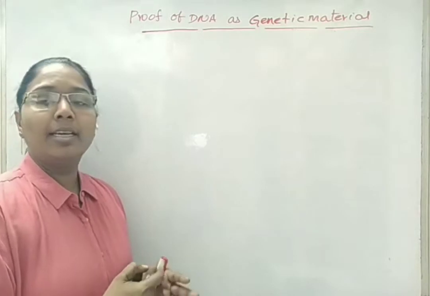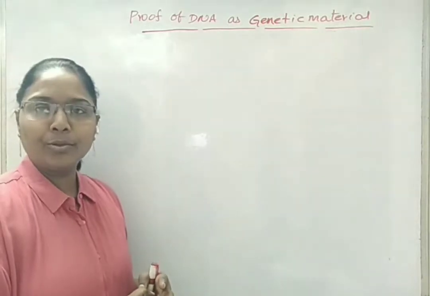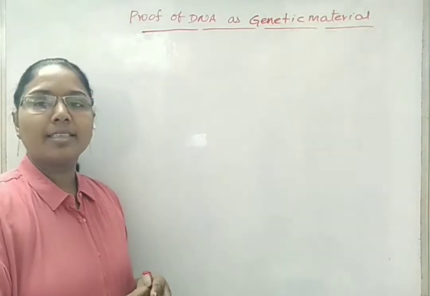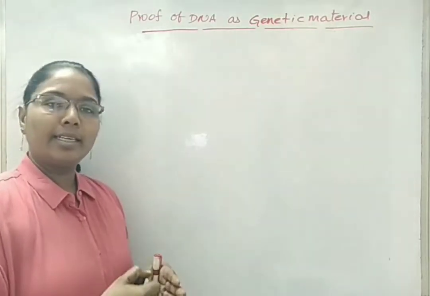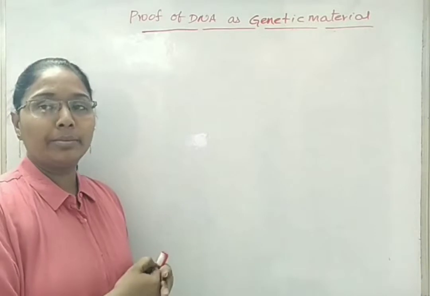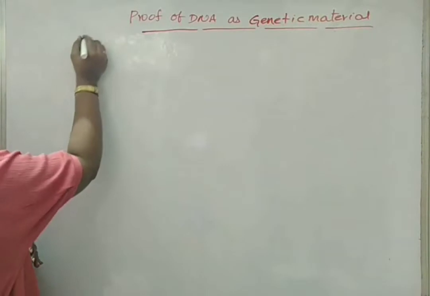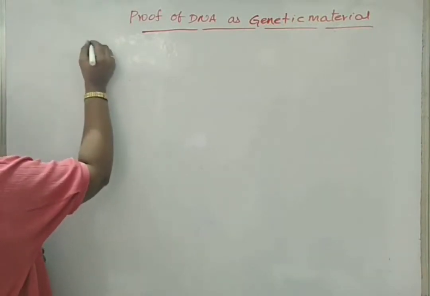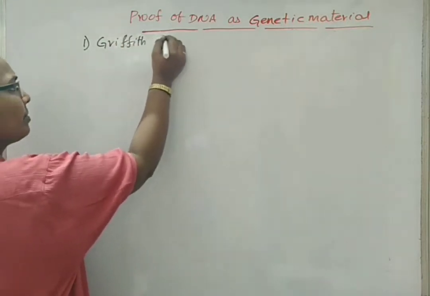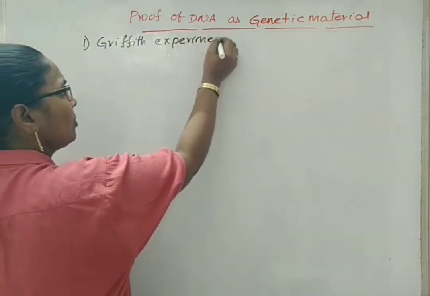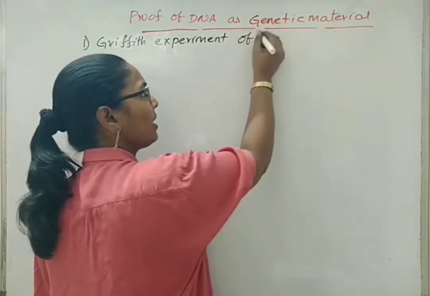The other type of experiment is by Hershey and Chase. They took a bacteriophage, that is T2 phage. Bacteriophage means the virus that infects bacteria, and they took this bacteriophage and also a bacteria, and they also included radioactive elements like sulfur and phosphorus and did their experiments. We'll first see the experiment done by Griffith. We can also write this as Griffith experiment to prove DNA as genetic material, or Griffith experiment of transformation.